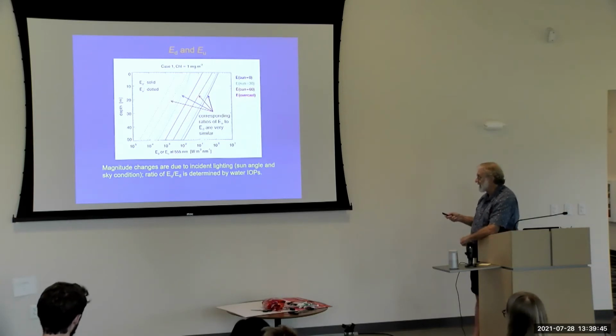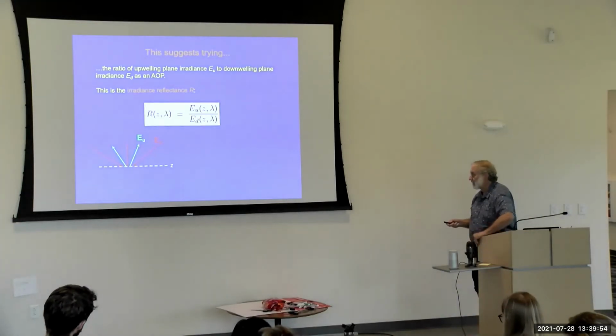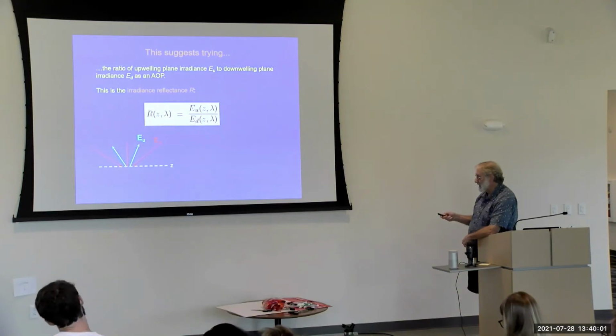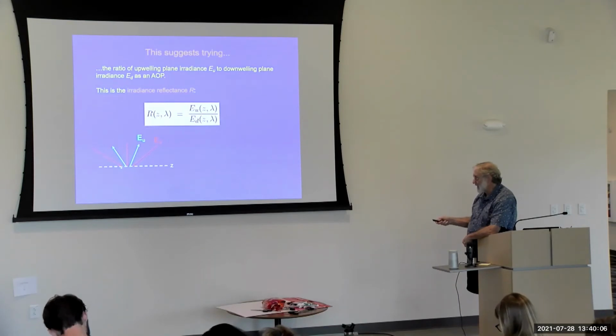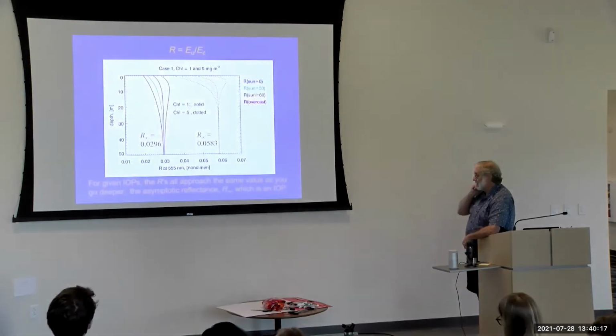So we can say, let's try looking not at a depth derivative, but at the ratio of these two radiometric variables. And that's our irradiance reflectance. So here, EU over ED is irradiance reflectance. That's a measure of all the light going downward, coming down into the water, getting scattered, some of it coming back upward, and we look at all the light that is going back upward, and whatever that ratio is. So we take a look at that.